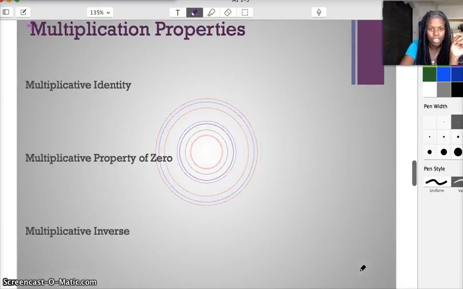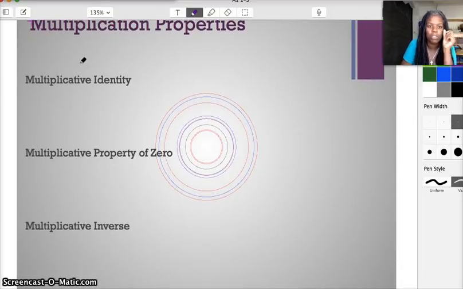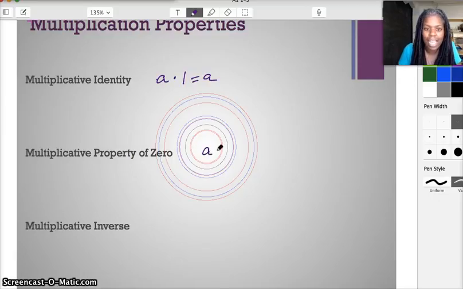Let's look at the multiplication properties. The multiplicative identity was basically, given any A term, if I multiply by the number 1, I'm going to get A back. We talked about that before. The multiplicative property of 0: this is interesting. If I take A and multiply it by 0, doesn't matter the number, I'm going to get 0 back. This is going to be powerful later.